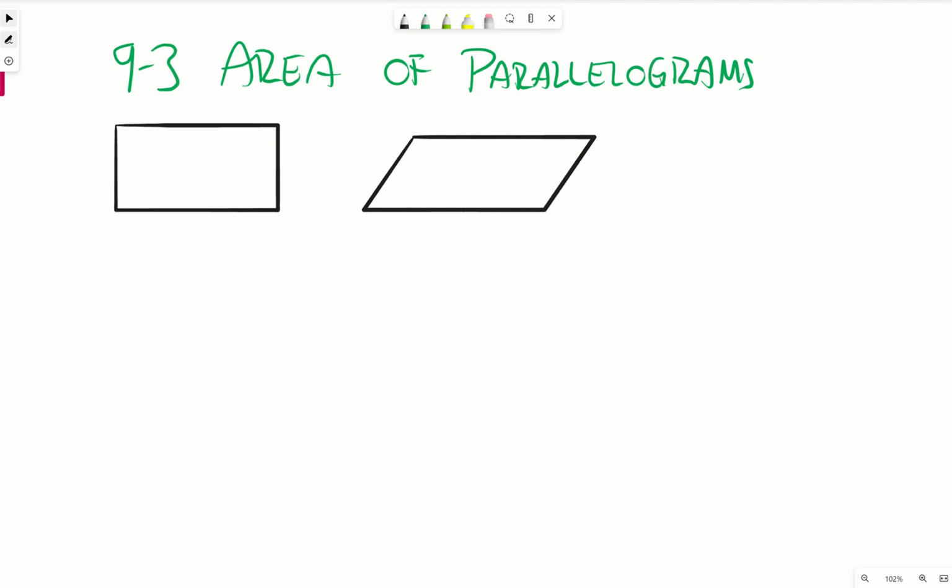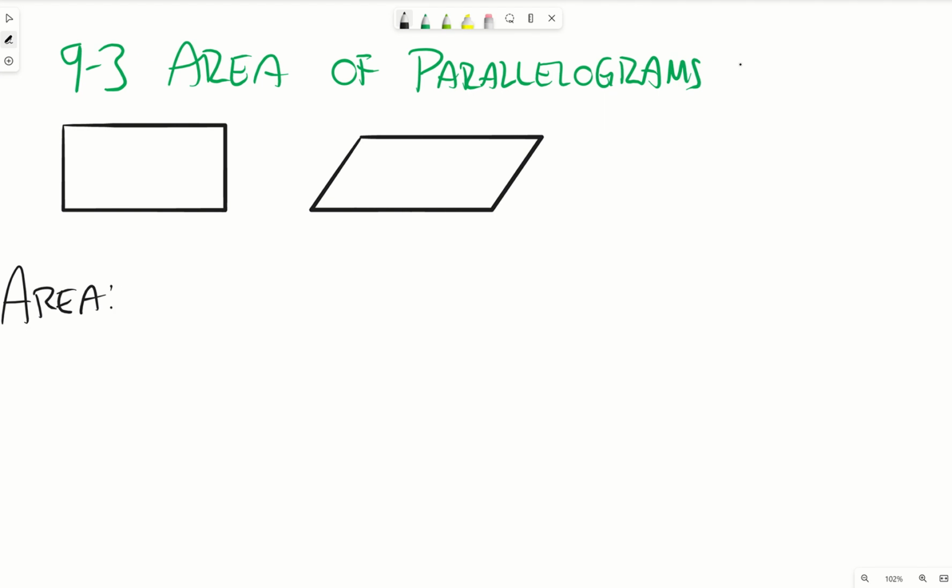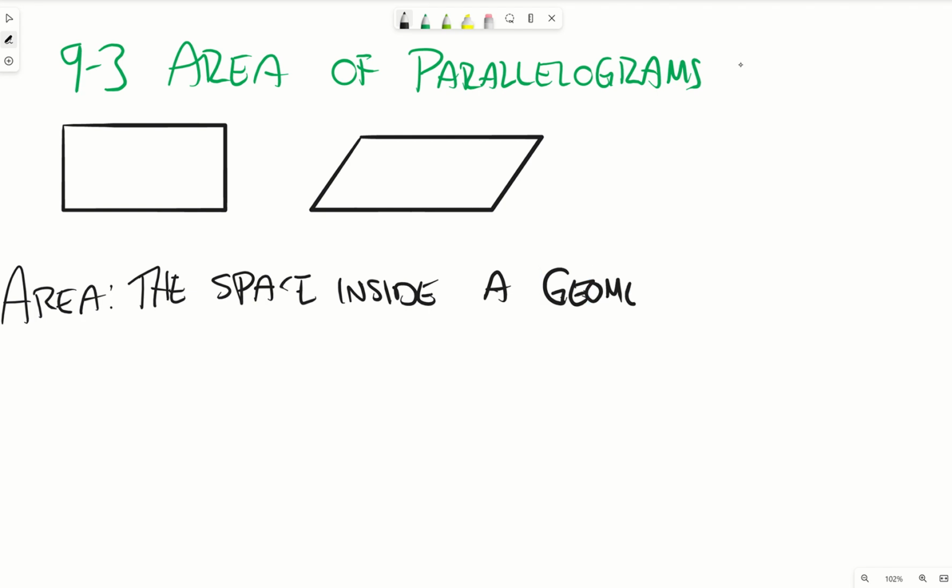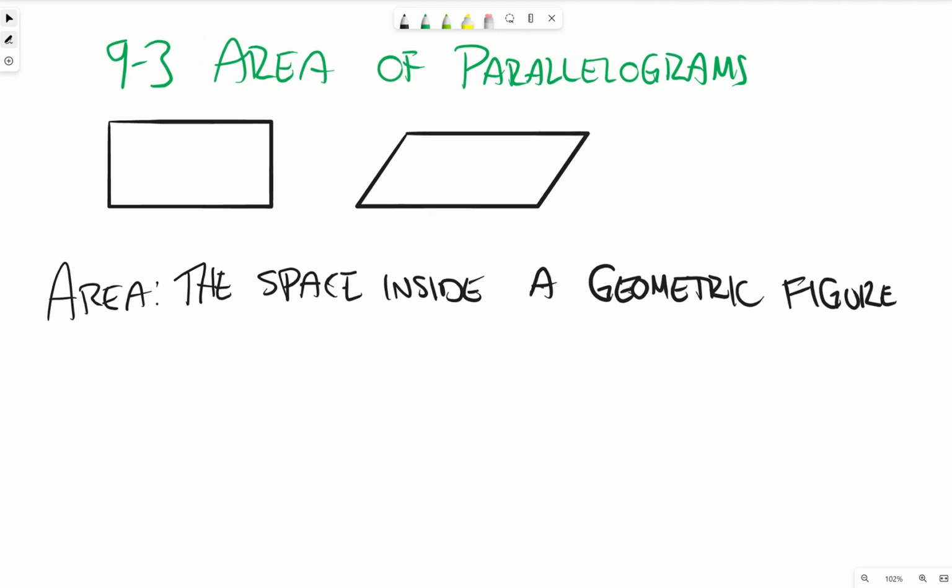Now, area, this is the space inside a geometric figure. So it's how much space something takes up inside a geometric figure. Now, there's one formula we use, but it'll show itself twice here.